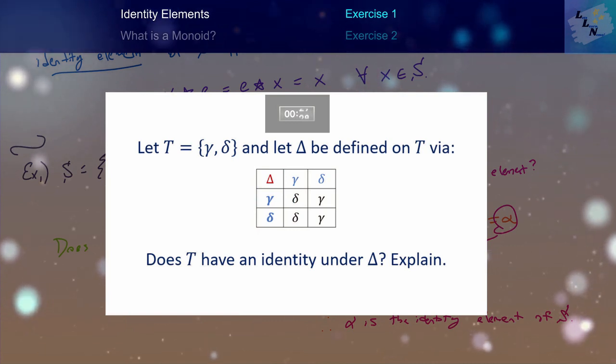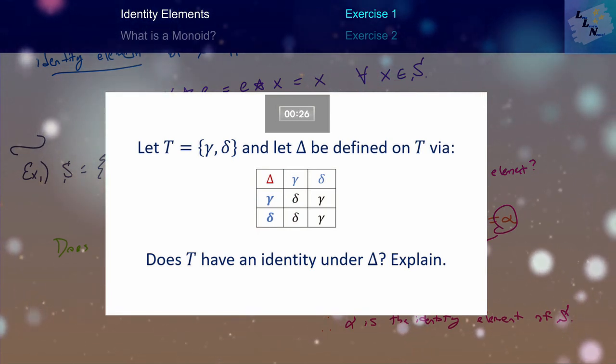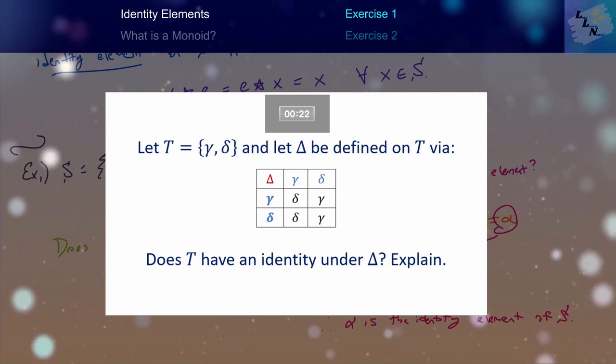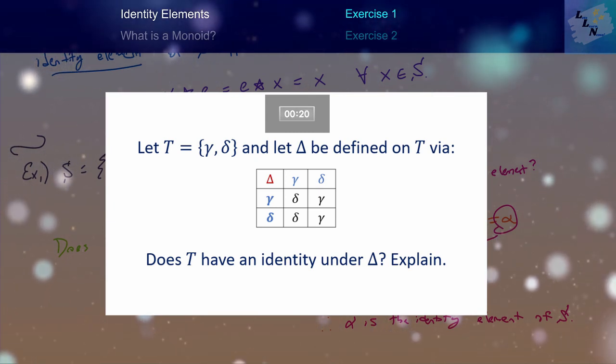Let T be the set containing the letters gamma and delta, and let capital Delta be defined on T via the following table. Does T have an identity element under Delta? Explain.